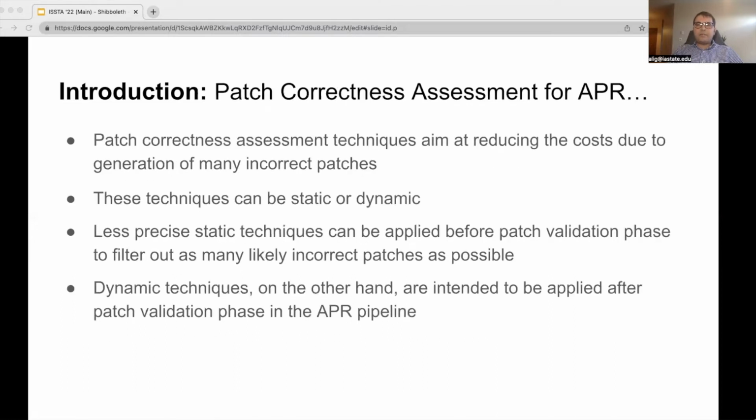To alleviate overfitting problem in test-based program repair systems, patch correctness assessment uses a variety of static and dynamic program analysis techniques to identify likely correct patches. Patch correctness assessment techniques can be categorized into three classes of static, dynamic, or hybrid. Static techniques are usually less precise but can be applied before and after patch validation phase. On the other hand, applying dynamic and hybrid techniques makes much sense after patch validation phase in the program repair pipeline.